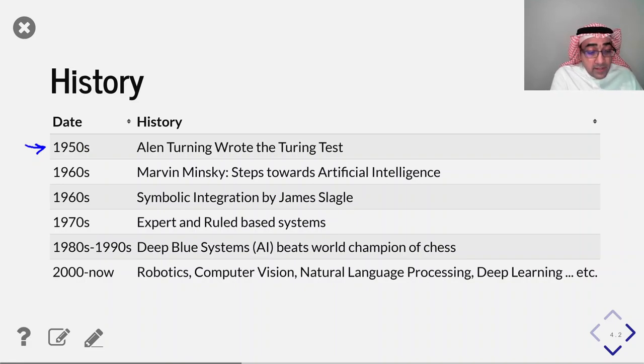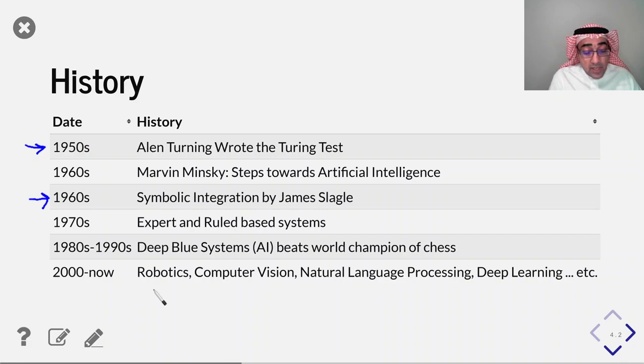Okay, then in the 1960s, there was a step taken towards artificial intelligence, and in the late 1960s also came symbolic integration. Symbolic integration was a very big breakthrough. So you could actually take an integration problem, give it to a computer, and symbolically it can solve it. And then in the 1970s, it turned to expert rule systems. Then later on, in the 1980s and 1990s, we have the Deep Blue system, where the world champion chess player played against a computer and the computer was able to beat him. So artificial intelligence advanced to that level.